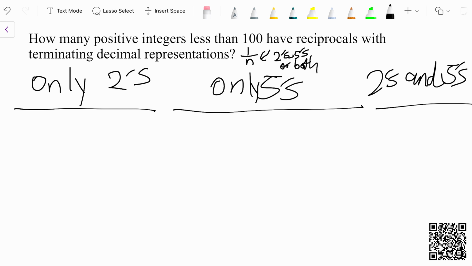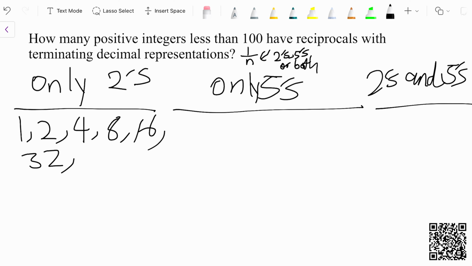So our only twos, since it's basically powers of 2: 1 is 2 to the power of 0, 2 is 2 to the power of 1, then we have 4, 8, 16, 32, and 64. Now we have to stop here since it said less than 100, because the next power of 2 after 64 would be 128. So now that we have our only twos, let's count how many we have. 1, 2, 3, 4, 5, 6, 7. That means that in this category, we have 7 numbers.